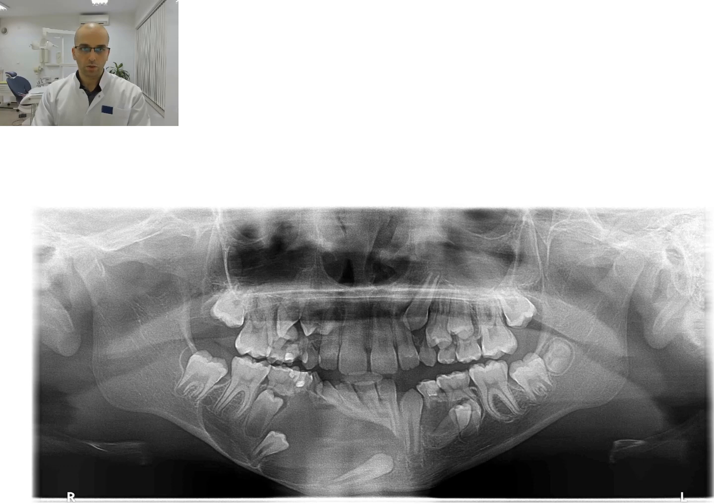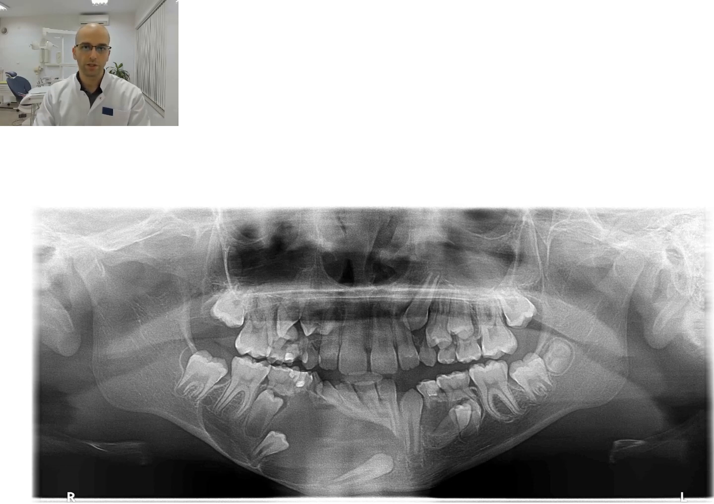They tend to grow slowly and can displace adjacent teeth. They can affect a single or multiple teeth. The literature suggests that people after their 20s are affected the most, and the male to female ratio is about 2 to 1. This is the X-ray of a 10-year-old patient.